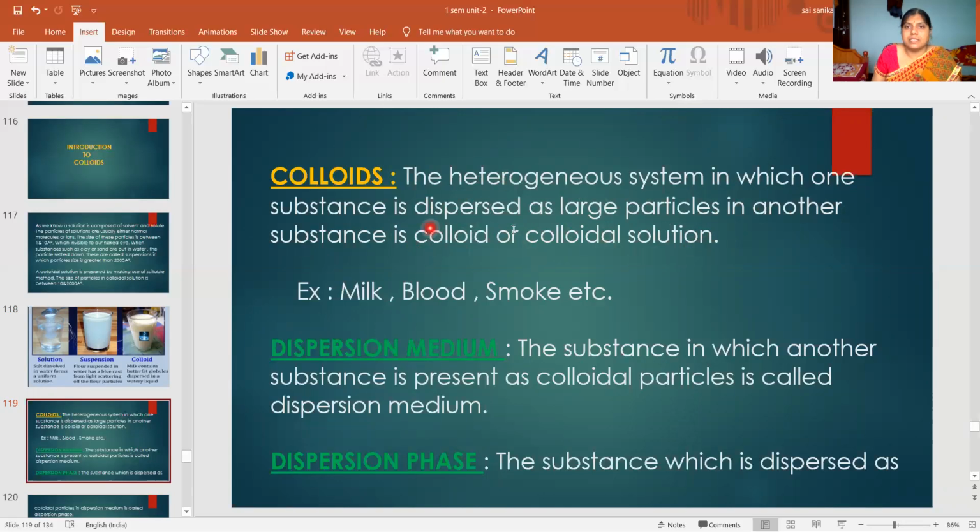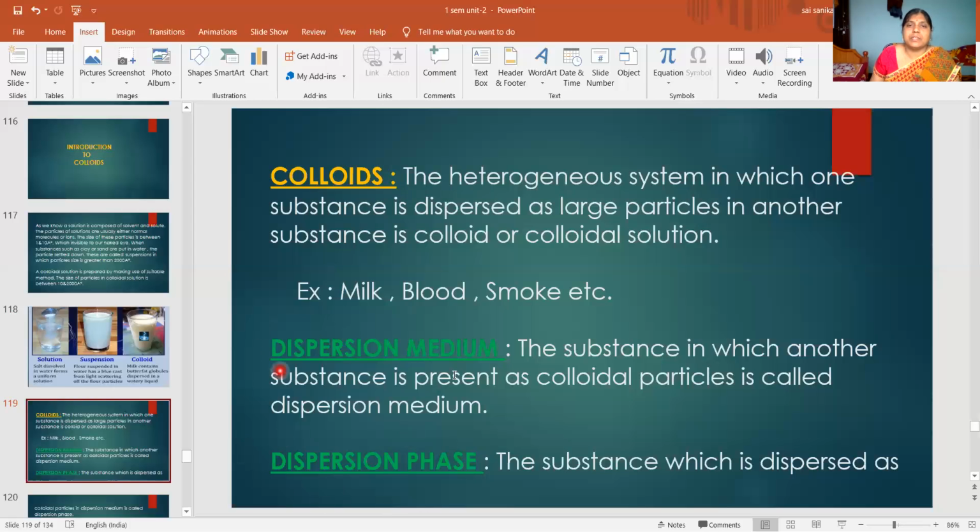One substance is dispersed as larger particles in another substance. That means here also two substances are there. For example, colloids: milk, blood, smoke, etc. So what are the two substances present in colloids? In a solution, we consider solute and solvent as the two components. Whereas in a colloid, we consider two components: dispersion medium and dispersion phase.